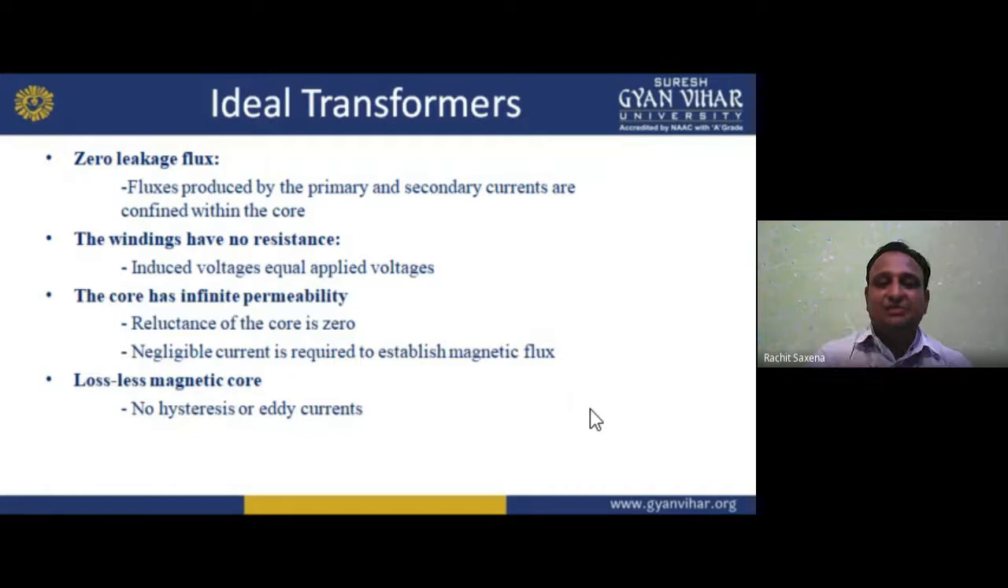that is negligible. Yes. The magnetic core is lossless, with no eddy current or hysteresis loss. No I squared R loss because we have no resistance. No leakage flux means all flux is confined to the core, and mutual flux is there. We have no hysteresis or eddy current, and we are using negligible current. So we can say a 100% efficient transformer. But practically it is not possible. This is the condition for ideal transformers.